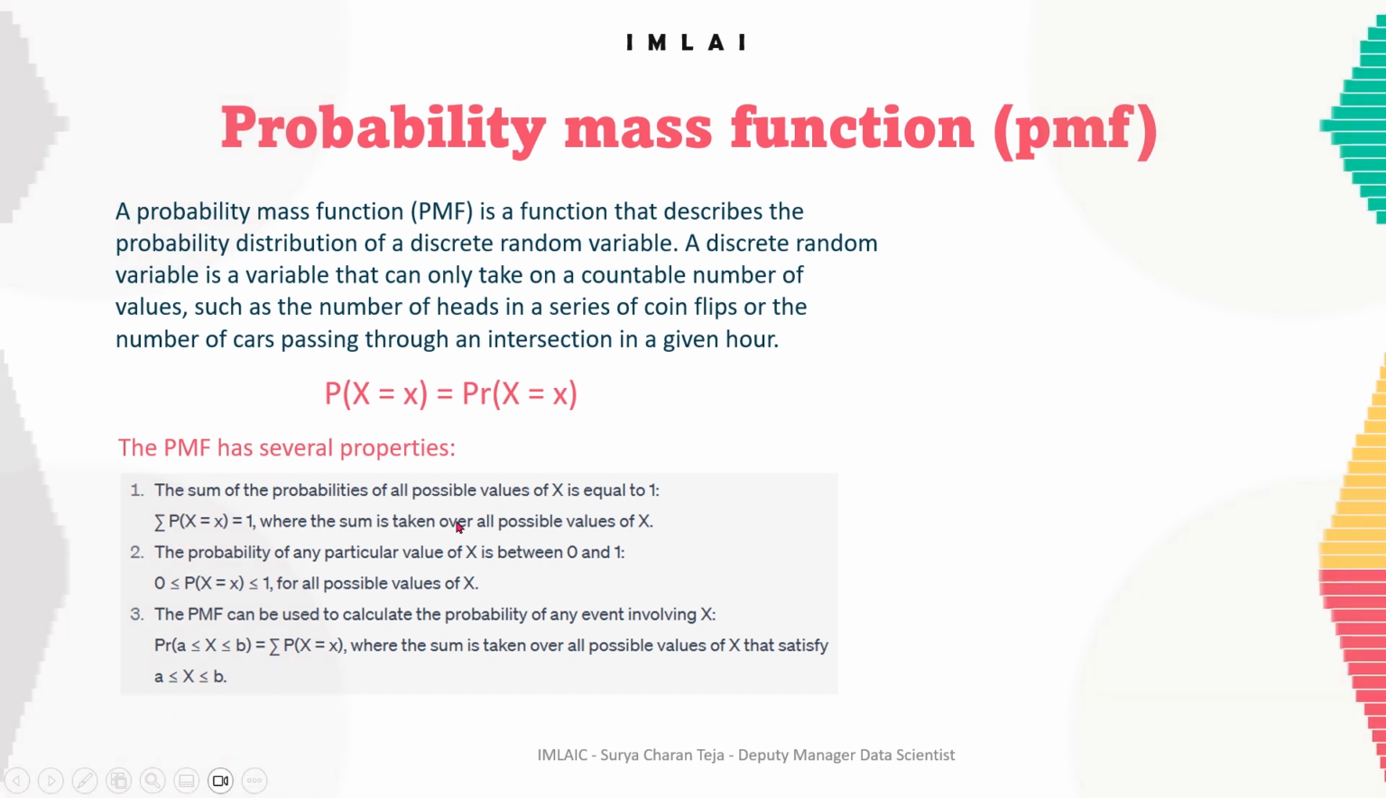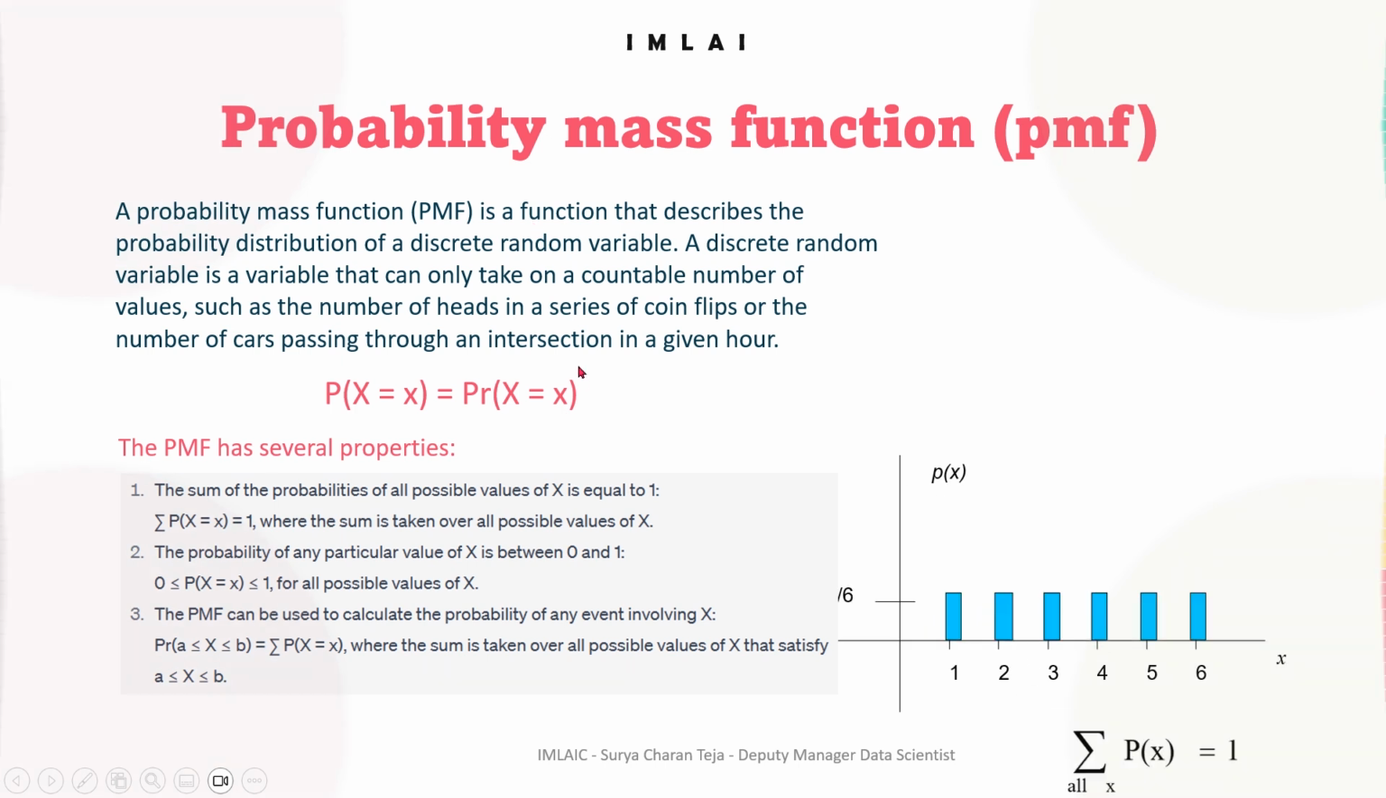Probability of capital X, that is a random variable, and small x is any individual value that the random variable can take on. And this is how we designate that probability of capital X is equal to small x. And this is the visual representation of the same that you can see on the screen here.